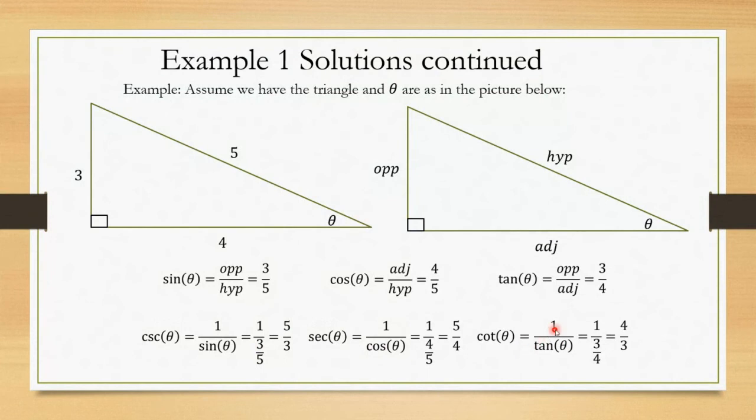Cotangent is 1 over tangent. I mean, yeah, cotangent is cosine over sine. That is true. Here, I'm thinking of it as 1 over tangent, because we know what tangent is. So we get 1 over 3/4, which is 4/3.